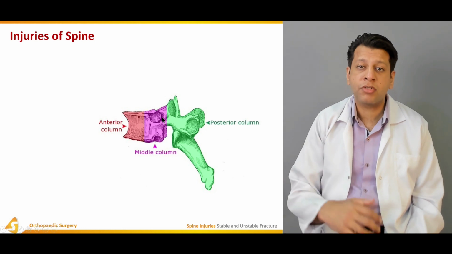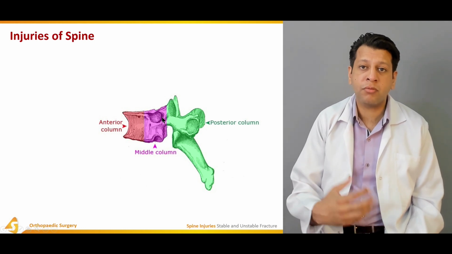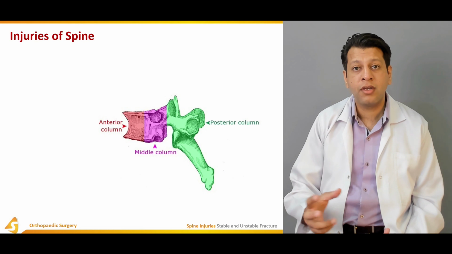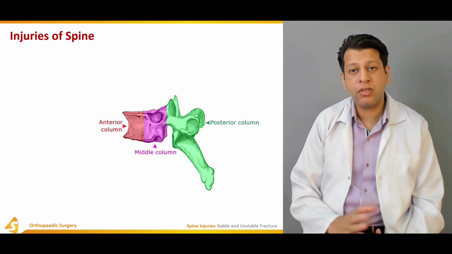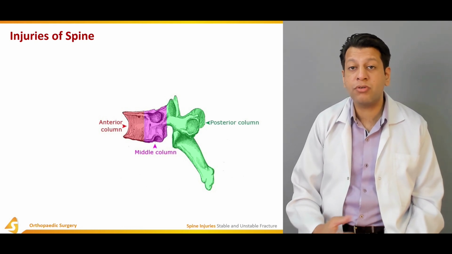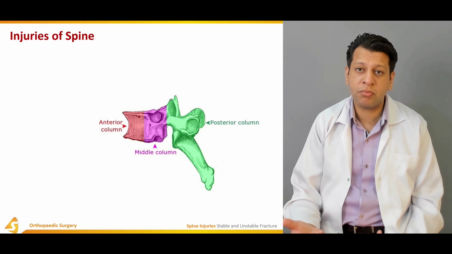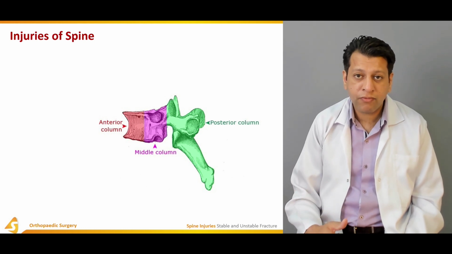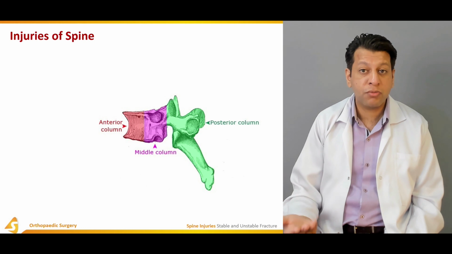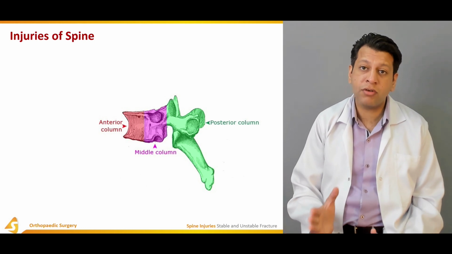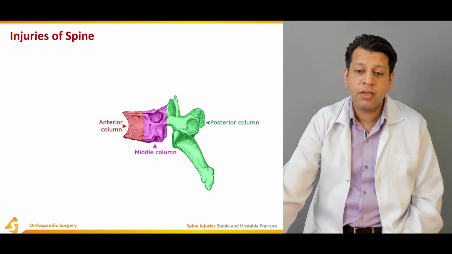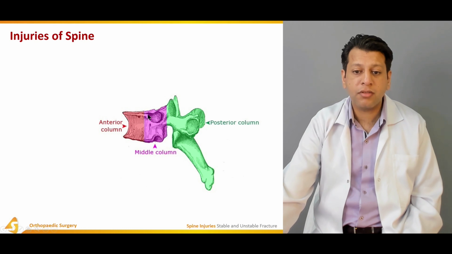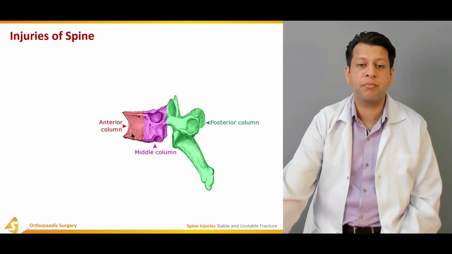And all other elements of the spine, which include the transverse processes, the spinous processes, the pedicles, the facet joints, and laminae, along with multiple interspinous ligaments, facet joint ligaments, and supraspinous ligaments, all come into the posterior column. These are called posterior elements, the middle column, and the anterior column.